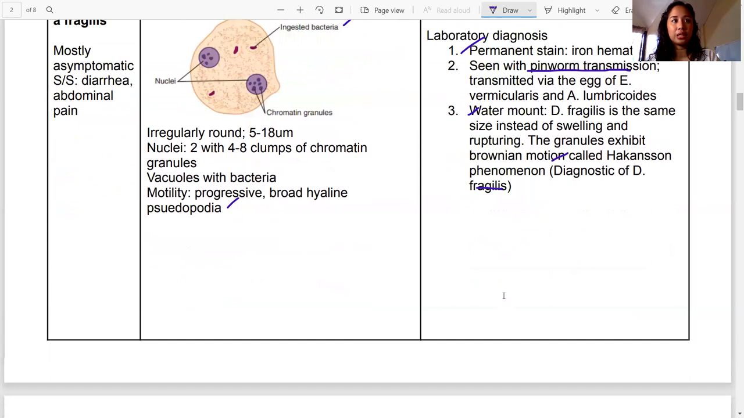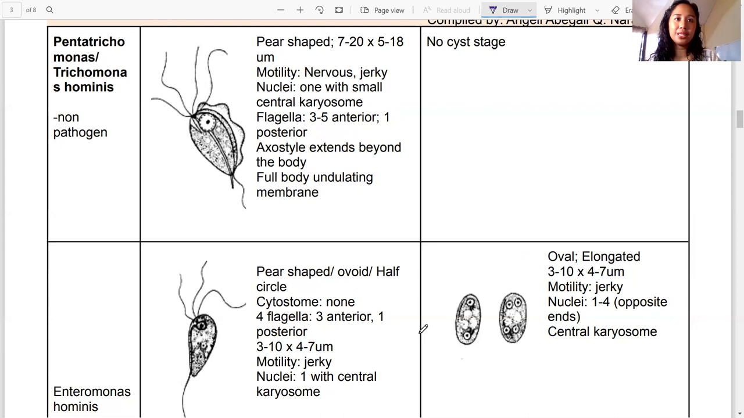We also have Pentatrichomonas hominis. Tingnan nyo naman yung undulating membrane niya. It spans the whole body. So we have flagella on the anterior side and flagella on the posterior side. So the axostyle extends beyond the body, lumalampas sa katawan.